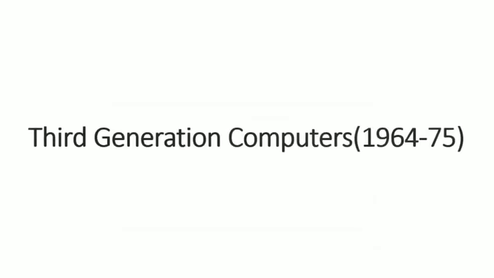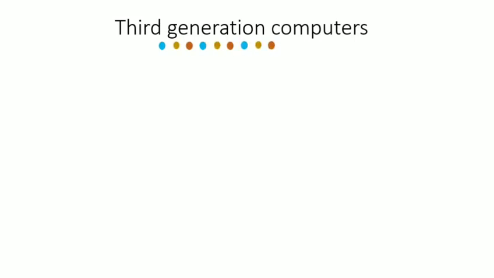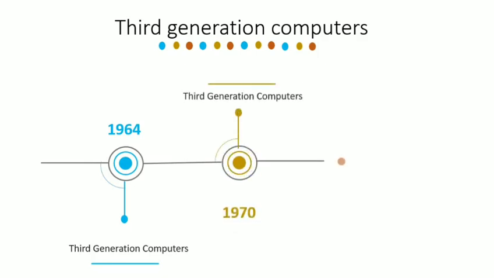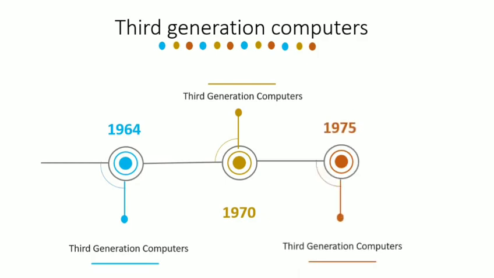Now let's learn about third generation computers. Third generation computers were used between the year 1964 to year 1975.